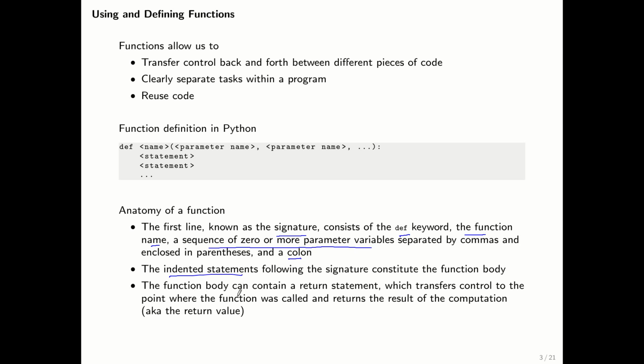Right? Now the function body can contain a return statement, which is what lets you transfer control to the point where the function was called. All right? And the return statement typically returns the result of the computation as a return value. Okay, and that value is returned to the caller of the function. So it's the return statement that you use to transfer control from a function to the place where the function was called. All right.